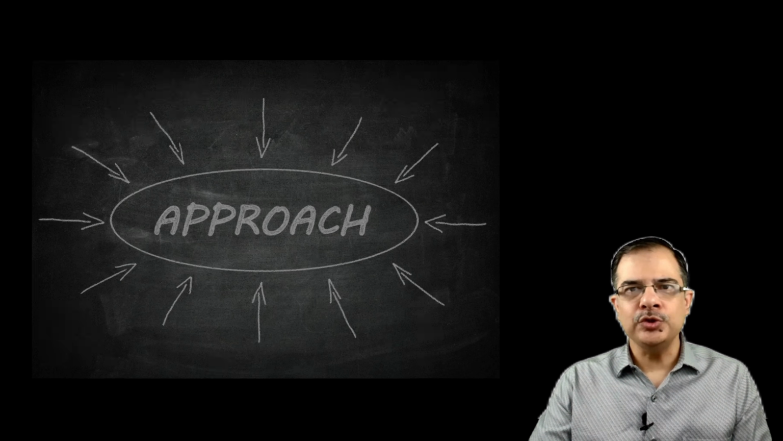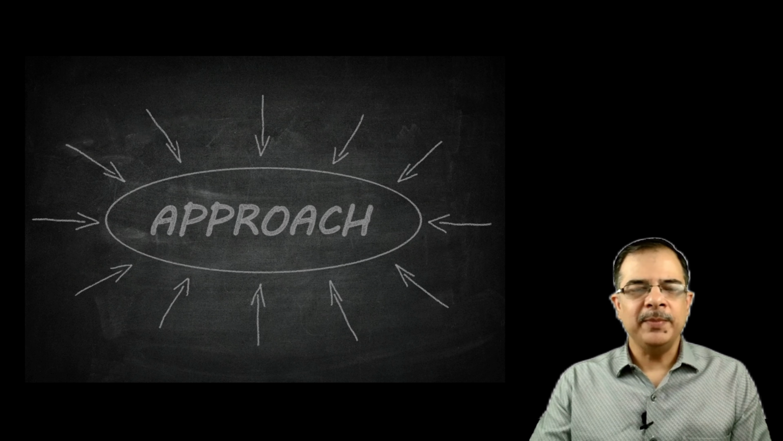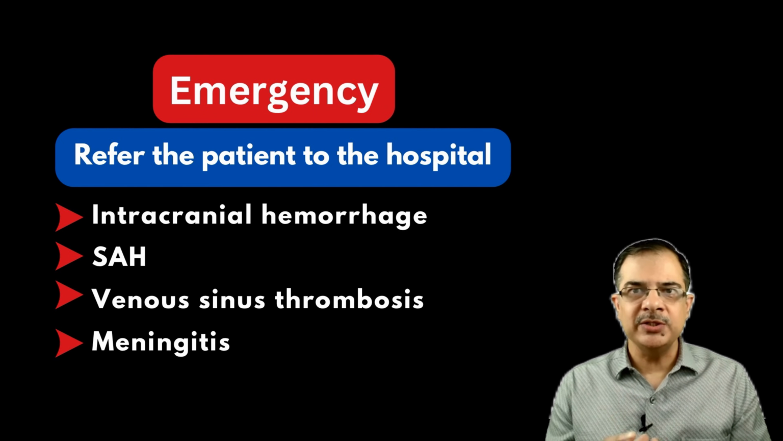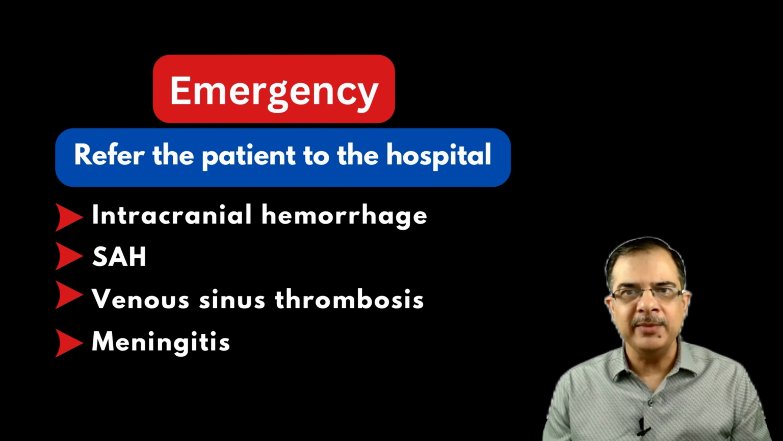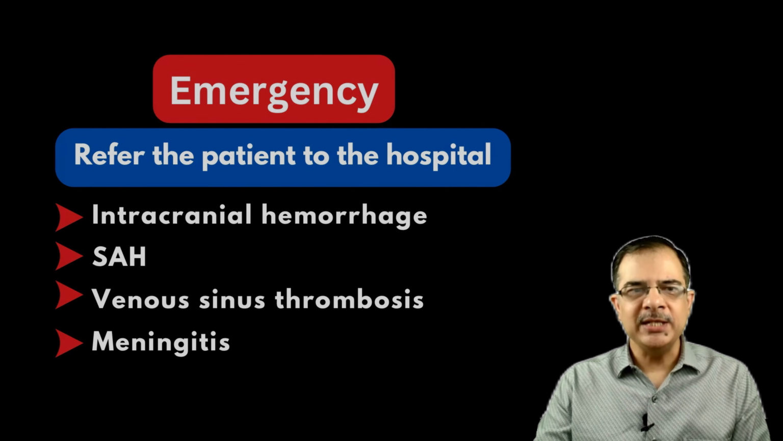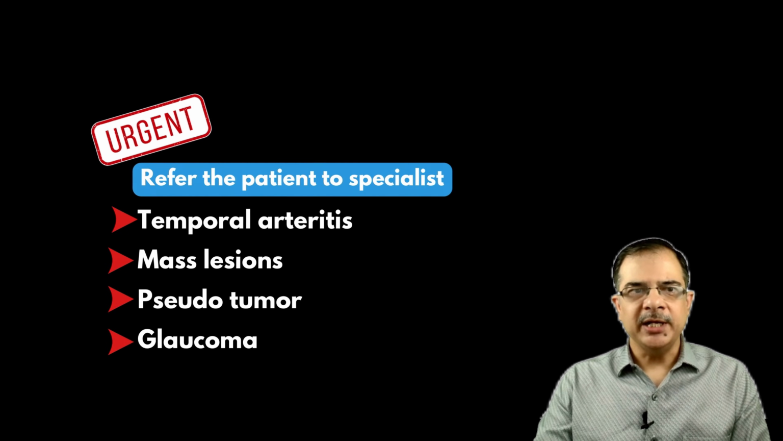Coming to the approach to the headache. Whenever a patient comes to us, we will identify what are the emergency causes of the headache and what are the urgent causes of the headache. Emergency causes means you have to refer the patient immediately to emergency for workup and management. These are intracranial hemorrhage, subarachnoid hemorrhage, venous sinus thrombosis, meningitis. Urgent: temporal arteritis, mass lesions, pseudotumor cerebri.